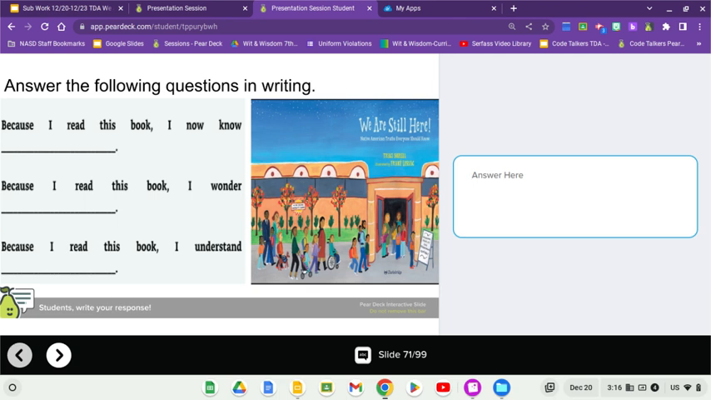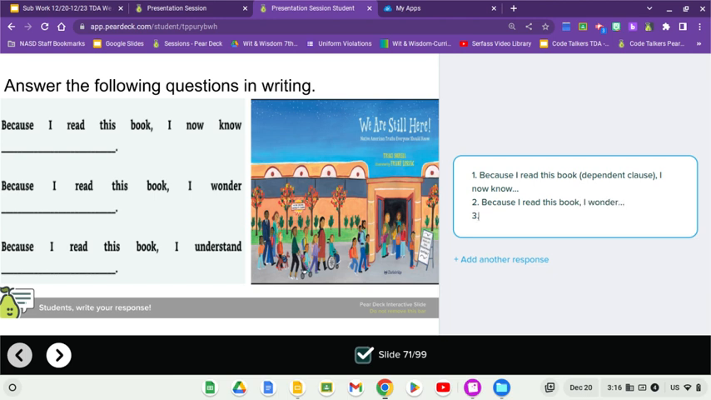So I'd like you to finish these 3 sentence starters. Number 1, because I read this book, and by the way, that's what's called a dependent clause, because it starts with the word because, so you need to follow it up with a full thought. I now know, and then finish that sentence. And number 2, because I read this book, comma, I wonder what's something that you wonder about.